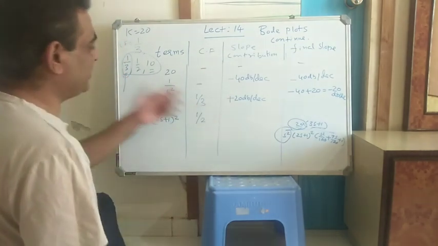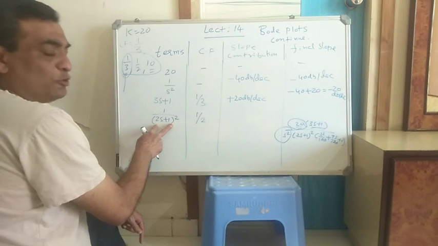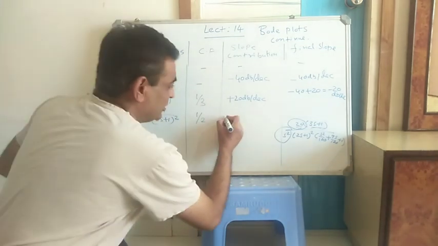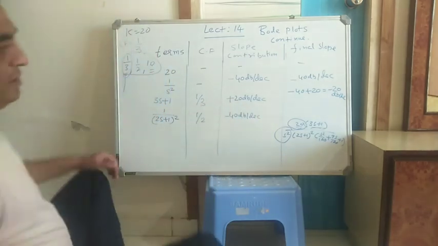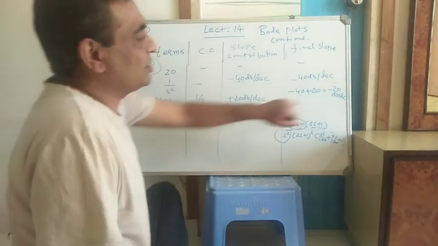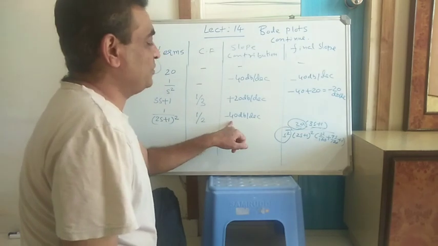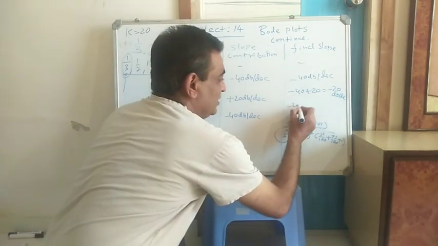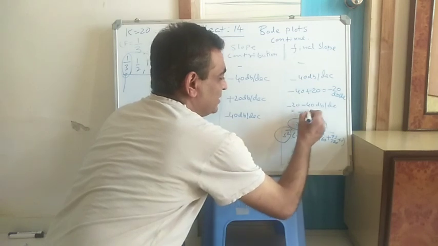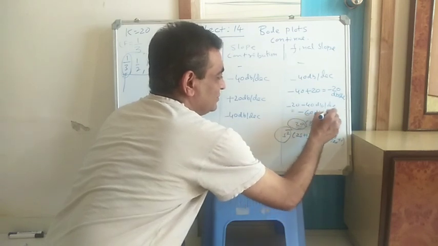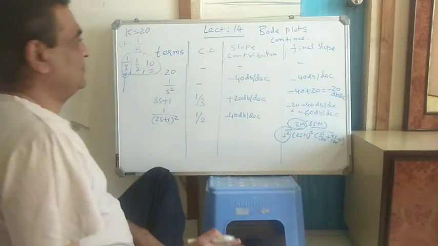And then what is the slope contribution? Since there are 2 poles, it is minus 40 dB per decade. If it is minus 40 dB per decade, earlier slope was minus 20. Now the slope is minus 20 minus 40 dB per decade. So it would be minus 60 dB per decade.